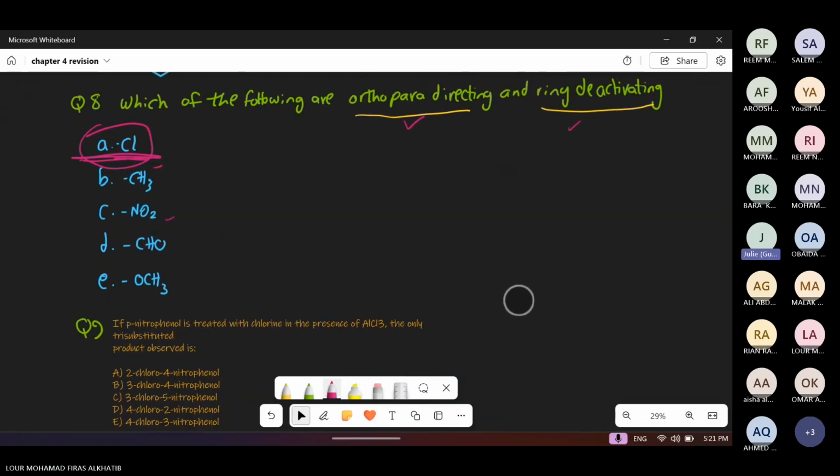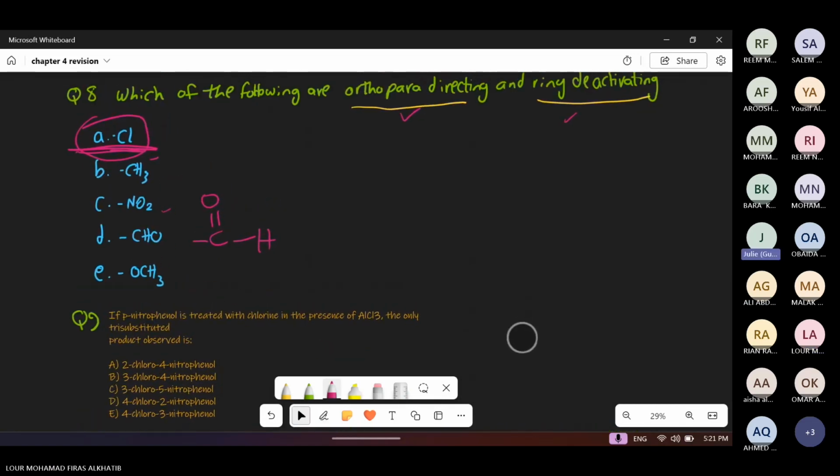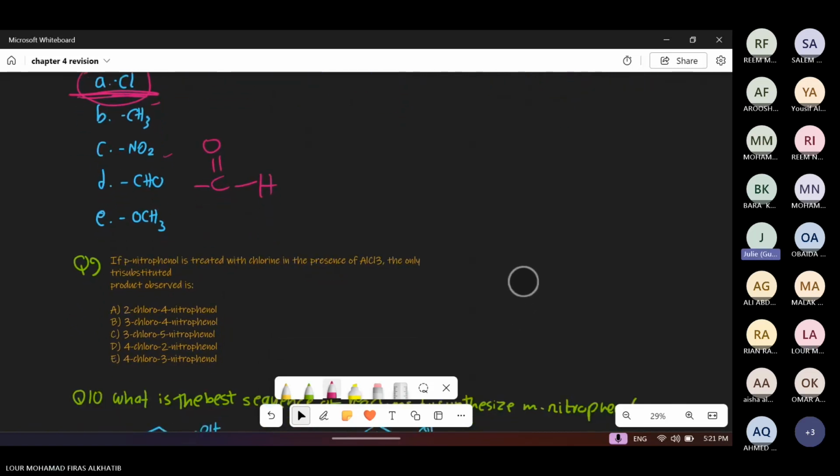D is an aldehyde group, right? No, it's not an aldehyde group. Wait, isn't it CHO, or C double bond O, H? What is that group? Isn't this an aldehyde group? Like an aldehyde, and you said aldehyde or an alkyl? Aldehyde. Oh yeah, it is. So is this deactivating or activating?